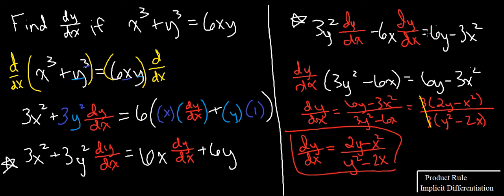So doing my magic algebra skills, I rearranged this, as you can see here, and then factored out that common factor of dy/dx, and then divided by 3y squared minus 6x, and I got 6y minus 3x squared over 3y squared minus 6x. But notice there was a common factor of 3, so I factored out 3. The 3's ended up dividing to 1, and I got that the derivative of y with respect to x is 2y minus x squared divided by y squared minus 2x.